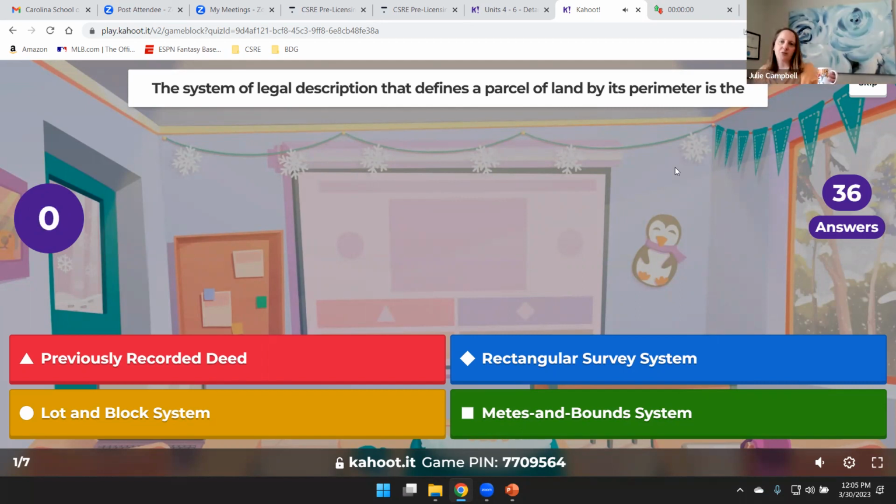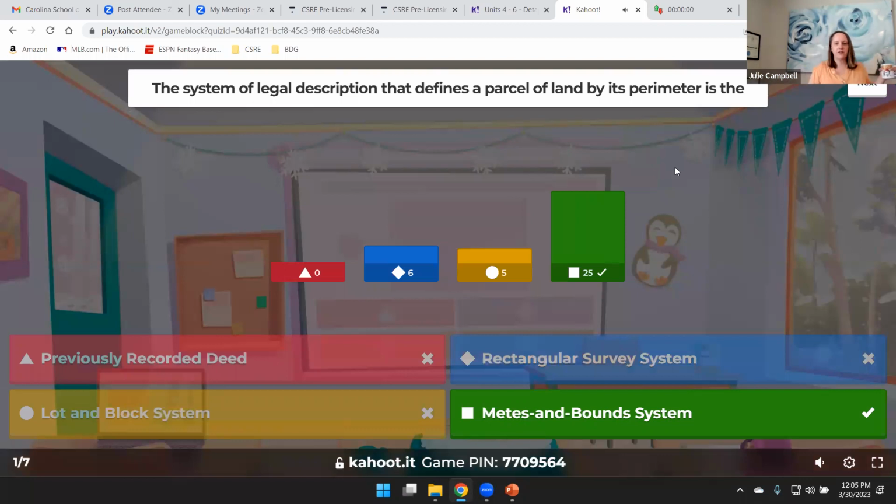Legal description that defines by the perimeter is the, good job guys, metes and bounds. Metes and bounds is a tour of the property. You start at the point of beginning and you walk the perimeter. The surveyor goes from monument to monument until they get back to the point of beginning. So it's a perimeter. It doesn't necessarily identify the improvements, but we know if it's an improvement within the perimeter, it's going to be an appurtenance. Questions on this one?